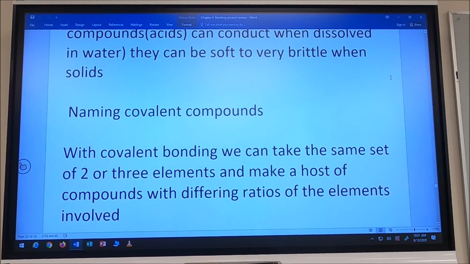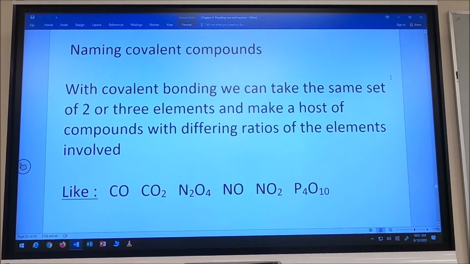So let's look at naming covalent compounds. Now, when you take organic chemistry, if you take organic chemistry, you're going to learn a whole classification for naming carbon-based compounds that contain carbon and hydrogen. We're going to study right now just naming simple two-element compounds, okay? They're called binary, bi for two. Binary means two-element covalent compounds.